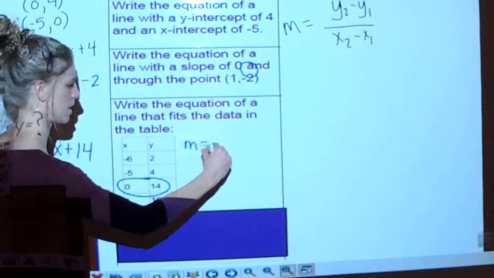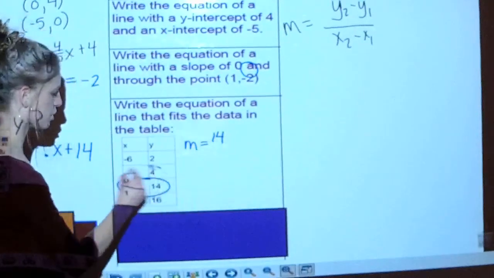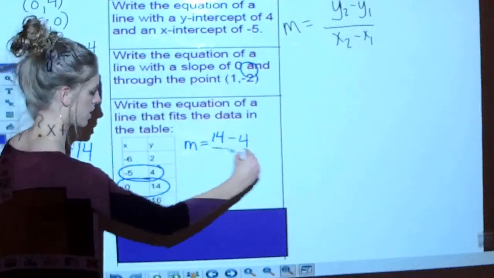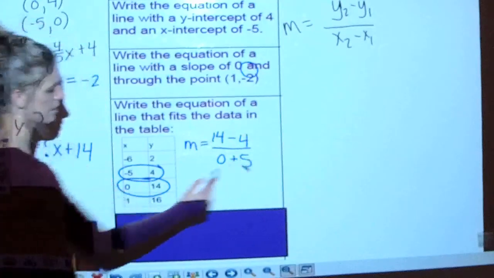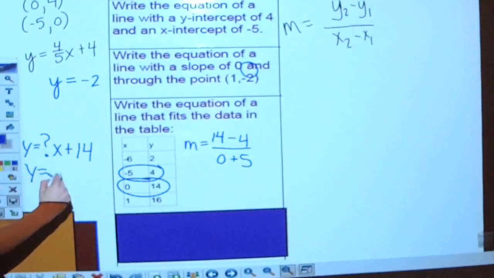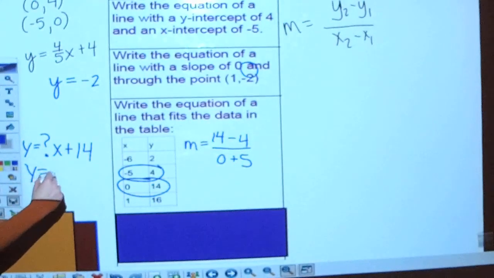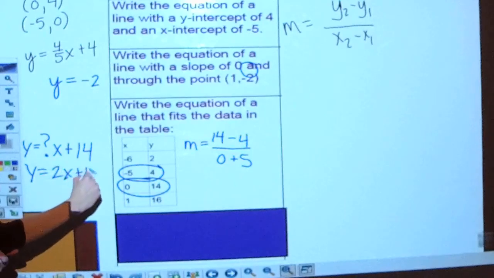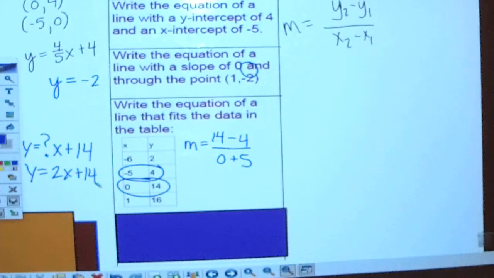-5. So if we choose this one, it'd be 14 minus 4 and 0 plus 5. What's 14 minus 4? 10 over 5. What's 10 over 5 though? 2. Why is it 0 plus 5? Because it's 0 minus -5. Okay, 2x plus 14. That is 14. Bingo.